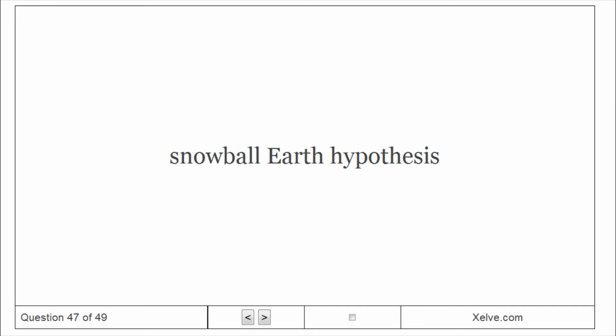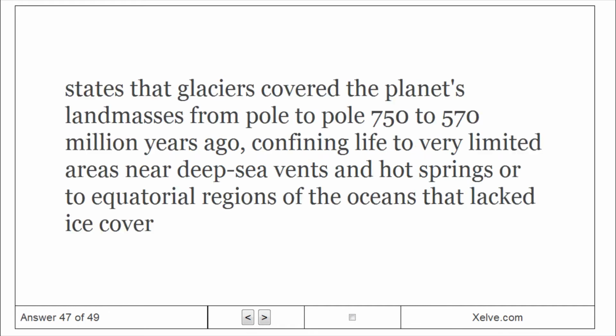Snowball Earth hypothesis states that glaciers covered the planet's land masses from pole to pole 750 to 570 million years ago, confining life to very limited areas near deep-sea vents and hot springs or to equatorial regions of the oceans that lacked ice cover.